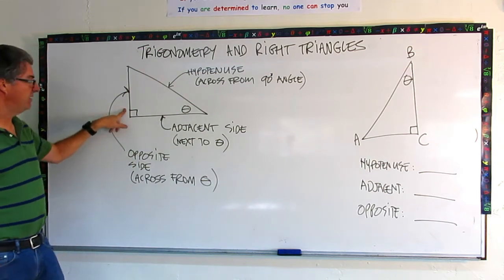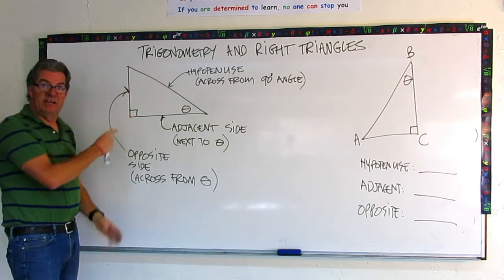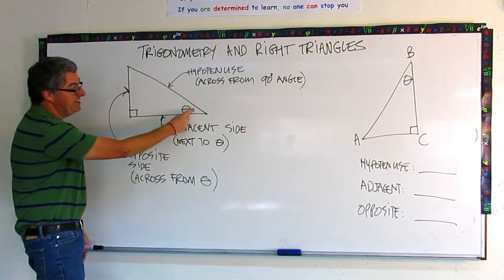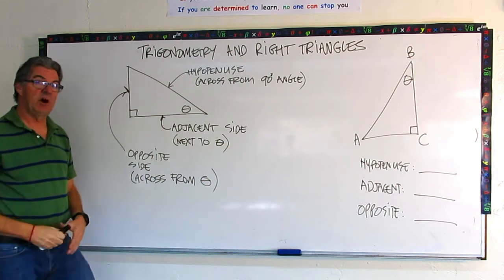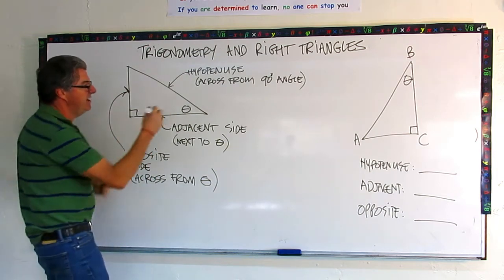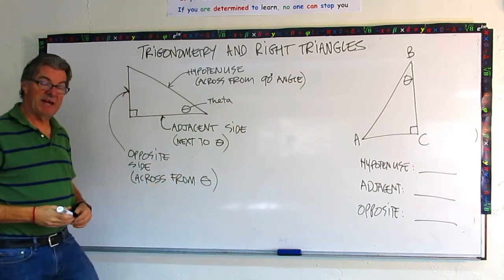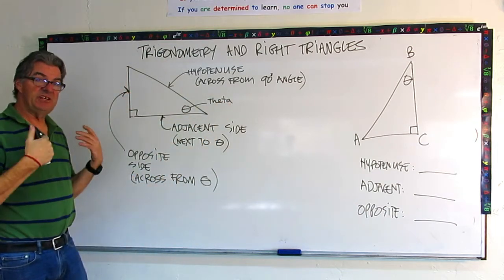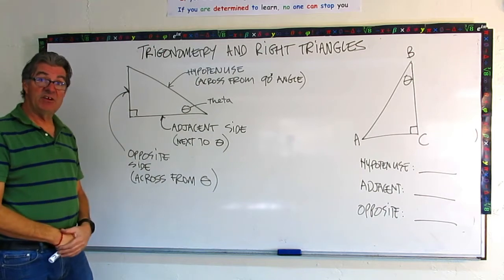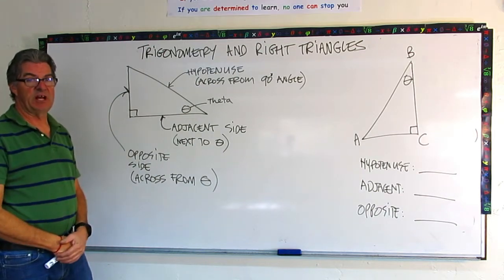Okay, so I've drawn up this diagram. Here's our right triangle, 90-degree angle right there. Here's a new thing. I've indicated that this angle here is called theta. That's the Greek letter theta. It's just a Greek letter. They use it in their alphabet. We tend to use theta to indicate angles in triangles when we're doing trigonometry.